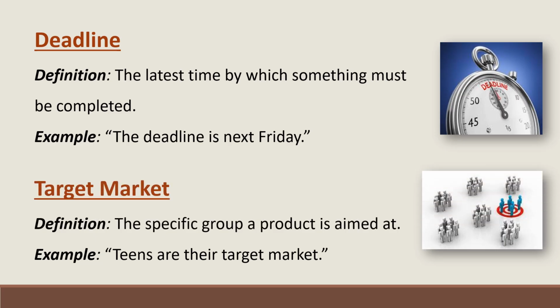Next is deadline. A deadline is the latest time by which something must be completed. Example: the deadline is next Friday. Meeting deadlines is very important in business. Then, we have target market. This is the specific group of people that a product or service is aimed at. For example, teens are their target market. Think about: who is the target market for your favorite brand?